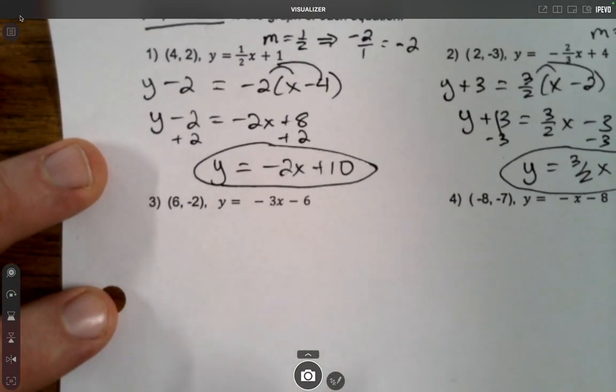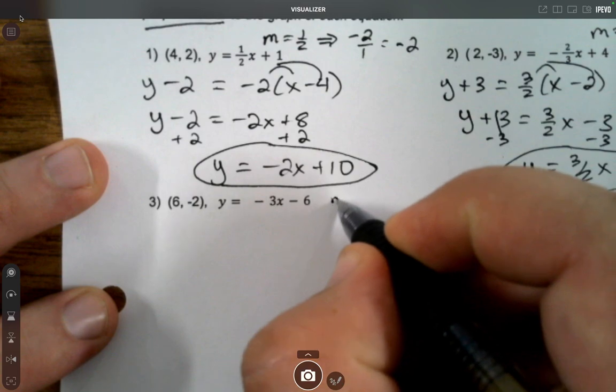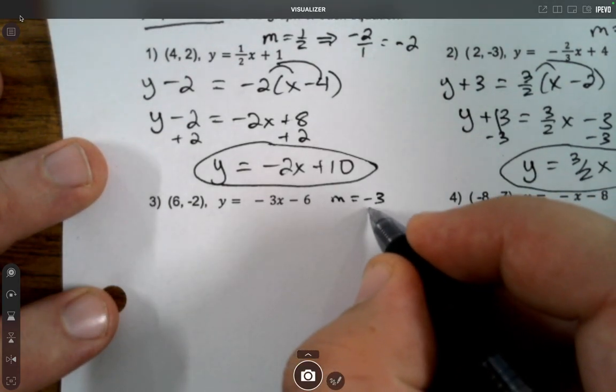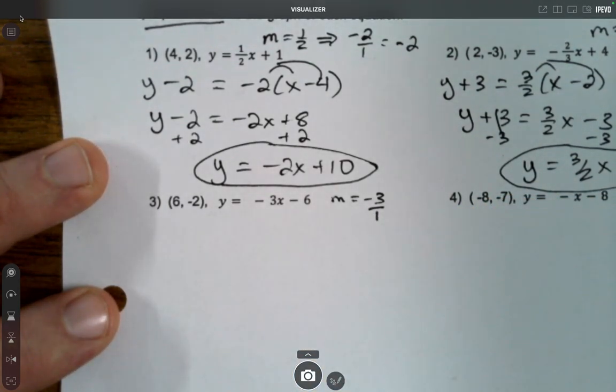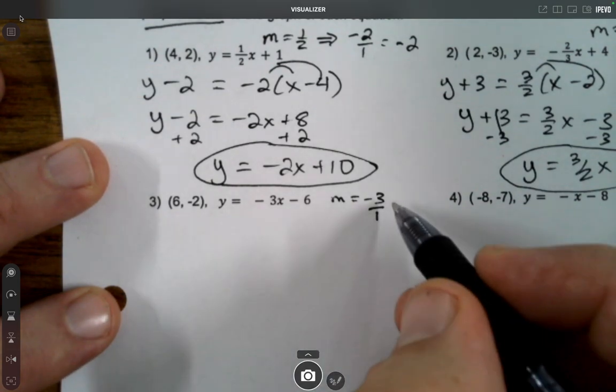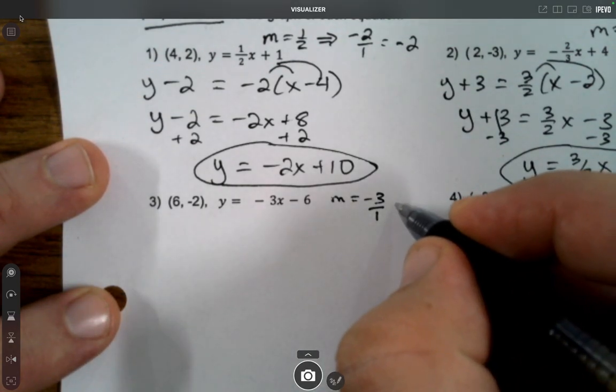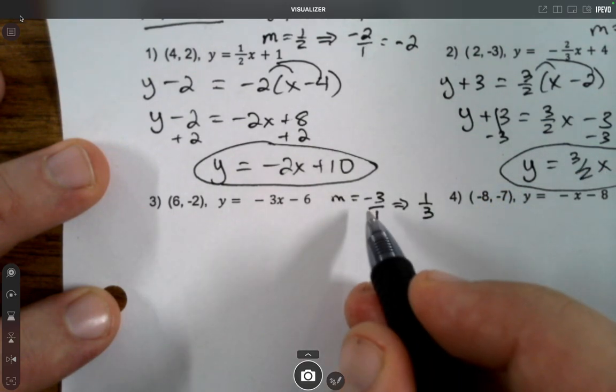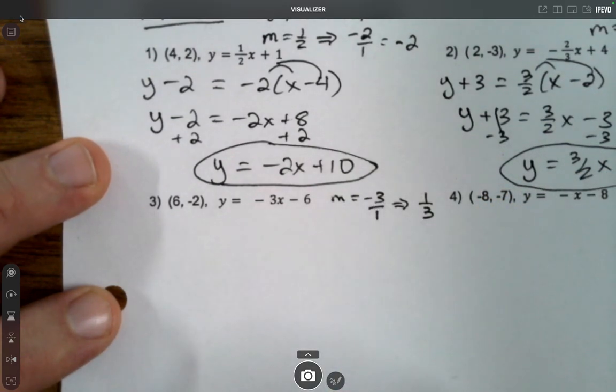Okay, number 3. The slope of this line is negative 3. And you might understandably say, wait a minute, how do I flip that over? That's not a fraction. That's true, but you can make any whole number a fraction by putting it over 1. So once we've made this into a fraction, we flip it over, we make it 1/3, and we make it positive because we've got to make it opposite of this one, which is negative.